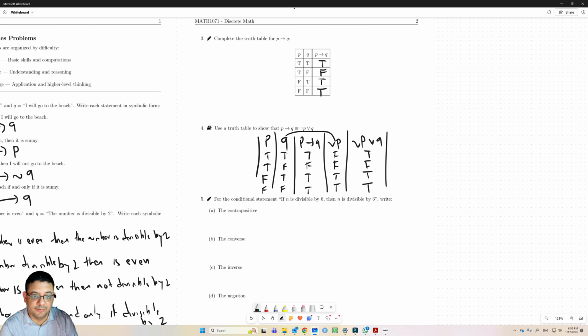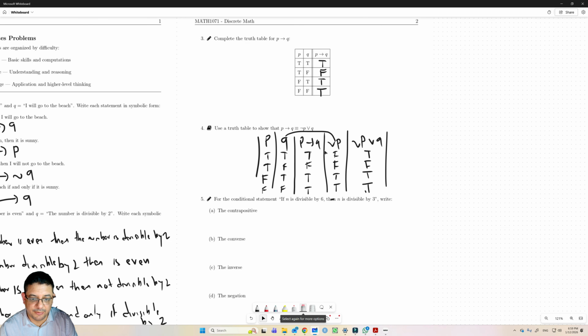Now, as you can see, both this and this have the same truth values in the column. So this means they're equivalent. They're logically equivalent. Okay, so that'll be the solution of this.